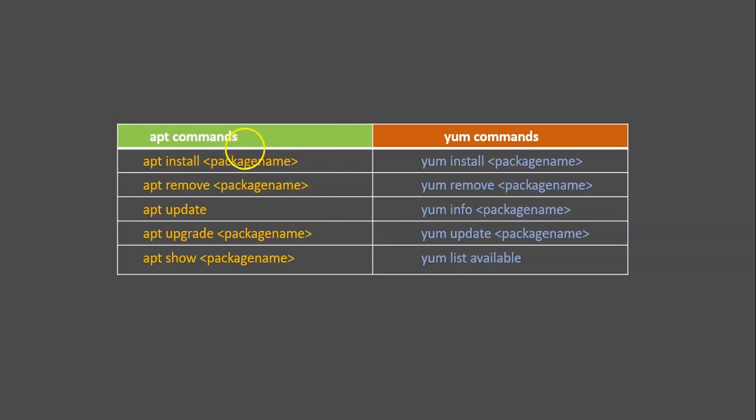So here we can see apt install and the package name. Whatever package names you want to install, you can install them. So let's connect first, discuss Ubuntu, and then we'll go to the Red Hat or Amazon Linux machine, and then we'll execute yum commands over there. So first let's connect to the Ubuntu machine.